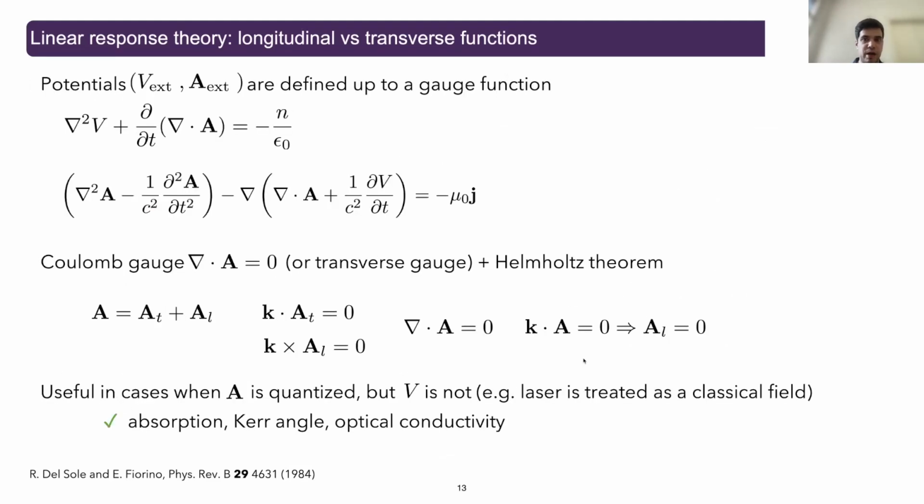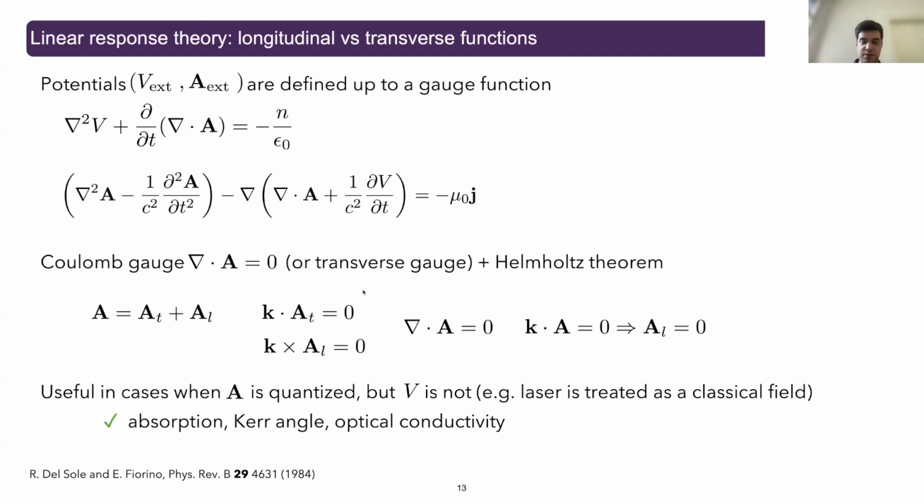Just as a short reminder, both the scalar and the vector potential follow Maxwell's equations and are well-defined up to a gauge function. In solid-state physics, we can take what is known as the transverse or Coulomb's gauge, where the divergence of A is set to 0. This choice is appropriate in cases where we quantize the vector potential, but not the scalar potential, for instance, where the laser is treated in the classical limit as a classical field.